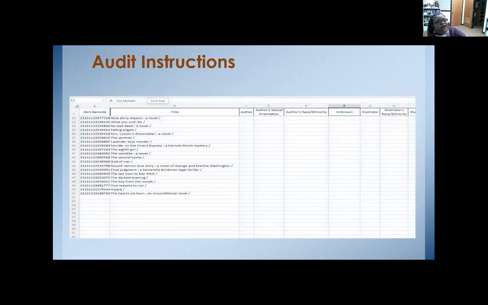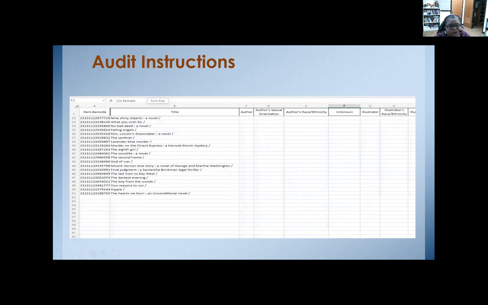So here we are with our actual spreadsheet, and the spreadsheet's really long, so there's no way I could get all of the spreadsheet on here, so it's going to be in chunks. Your spreadsheet will come with a barcode and the title of the book, and then all the things that you'll need to fill out, starting with the author's sexual orientation, all those markers that we talked about earlier.